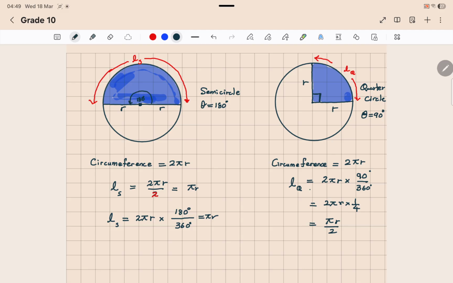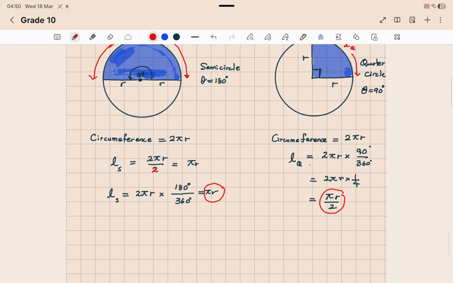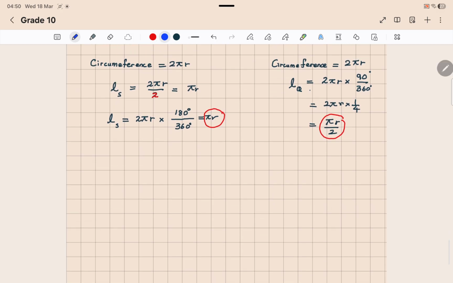So this is the arc length of a semicircle, and this is the arc length of a quarter circle. We extend this method to find arc lengths of any type of sector, not just these special sectors. Next we'll get a formula for that. So let's put the topic: arc length of a sector of a circle.